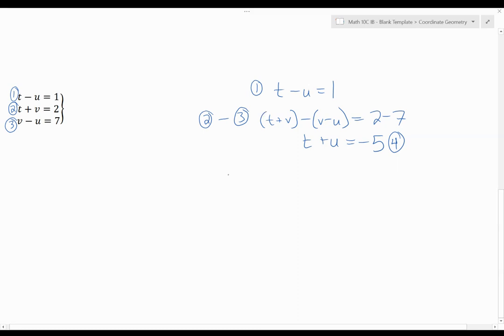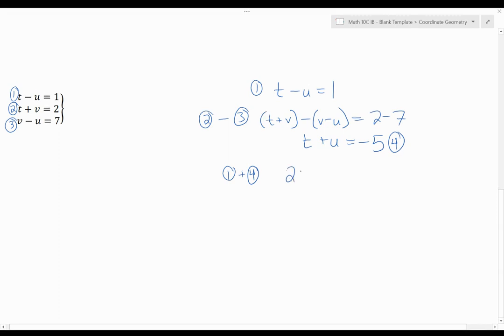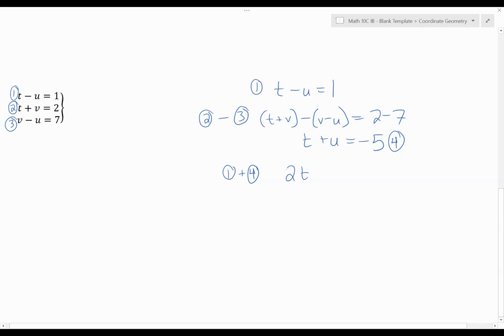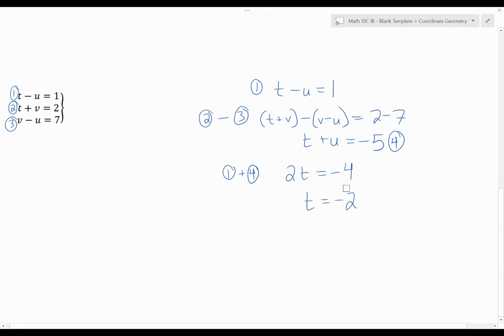I can now add equation 1 plus equation 4 to cancel u, or I could subtract them to cancel t. But if I add them together, t plus t is 2t, negative u plus u is gone, 0, and 1 plus negative 5 is negative 4. So t equals negative 2. So in cases where not all of my equations have all three variables, part of the work may be done for you. So work smart and don't just blindly start combining things without thinking about what variable makes the most sense to eliminate.